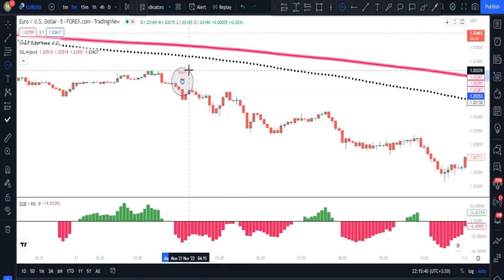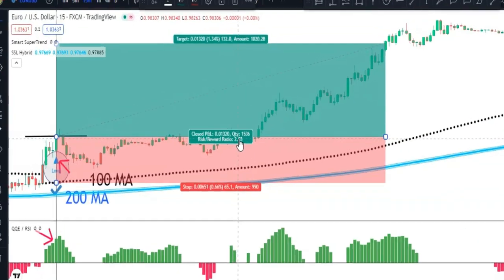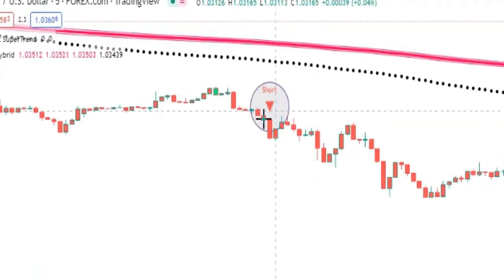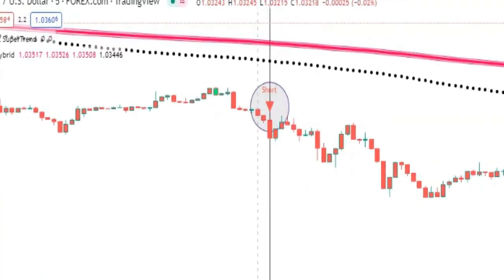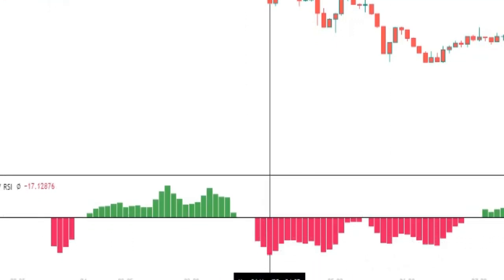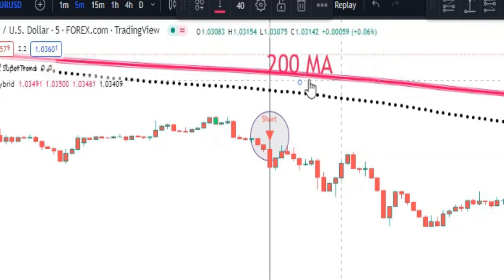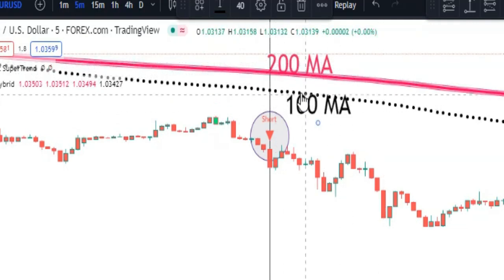And a signal to go short is valid only when the following conditions are met. First, a short signal should plot on the chart by the super trend indicator. And second, the histogram of the QQE must be red and it should be below the zero line. Third, the trigger candlestick should be below 200 EMA. And fourth, the trigger candlestick should also be below the 100 MA, which are these dots above the candles.